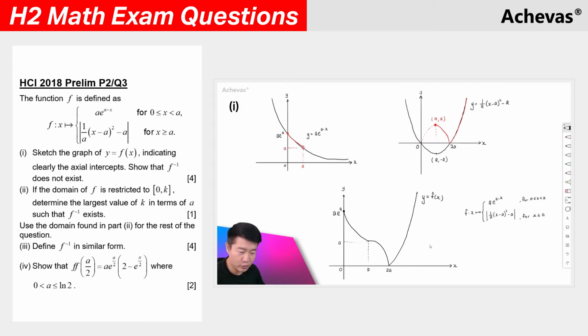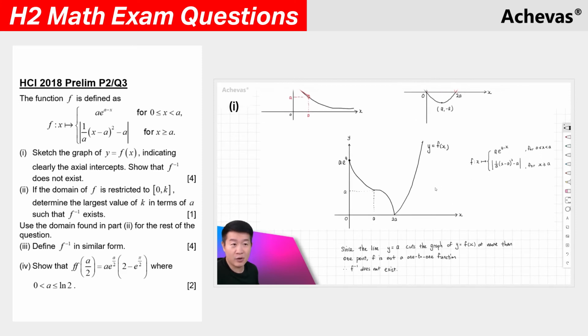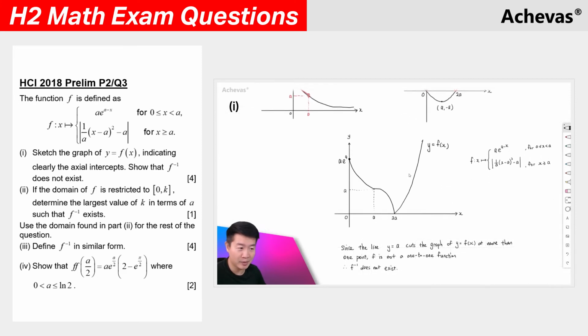And we are supposed to show that f inverse does not exist. For that to happen, it is possible for a horizontal line to cut it at more than one point. So I'm going to use a counter example. I'm going to draw a horizontal line, whichever convenient one I think is going to be acceptable. And I'm going to make use of just simply the line y equals a, a horizontal line that passes through here. And obviously, it is going to be cutting the graph here and here.